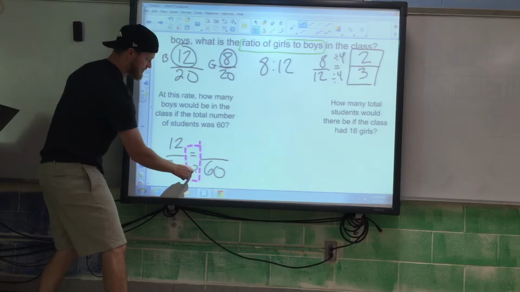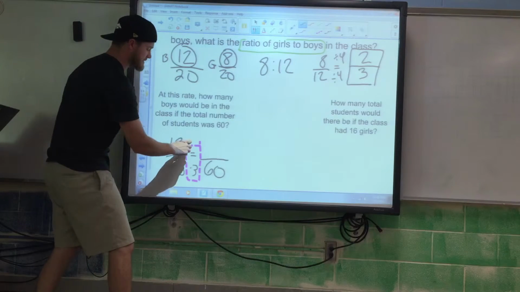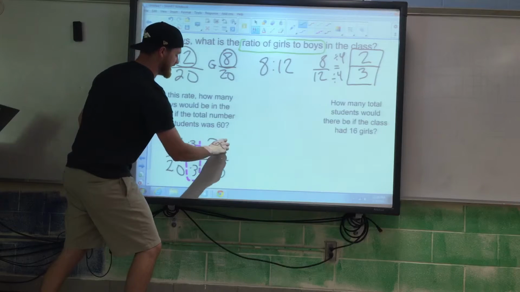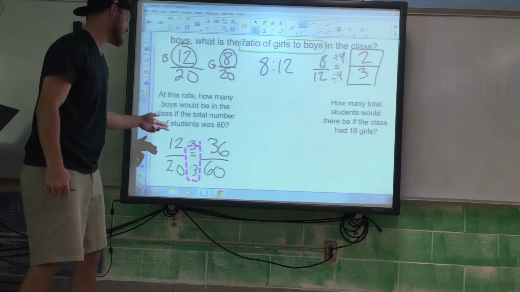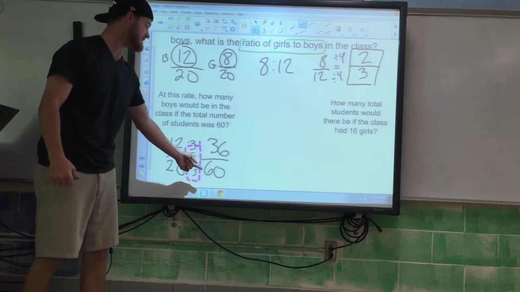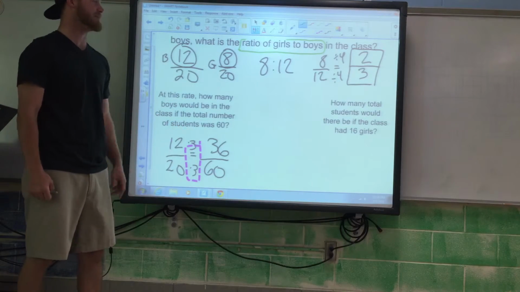You multiply by 3, which means what you do to the bottom, you do to the top. 12 times 3 is 36. It's saying at the same rate, if 12 out of every 20 students are boys, that means out of 60 students, 36 would be boys.